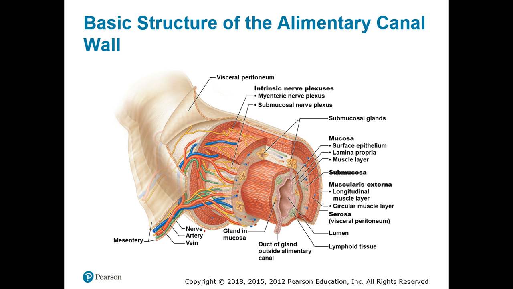So here we go. We have the basic structure of our alimentary canal wall. A couple things I want to point out is here's your mucosa layer. So it points to this very innermost layer that lines this hollow tube right here. The second one is submucosa.